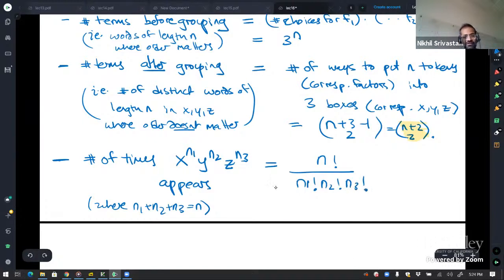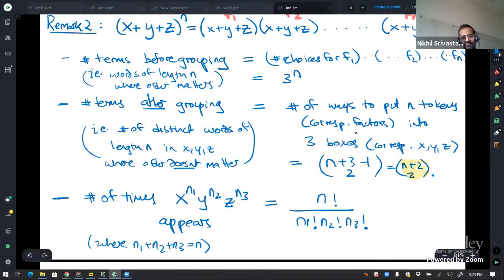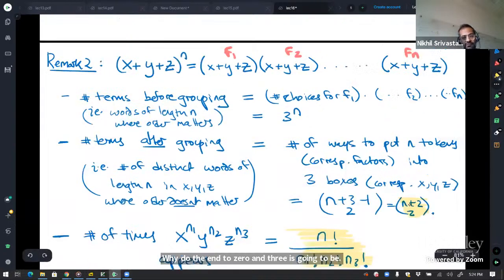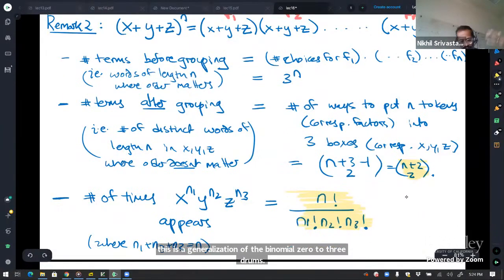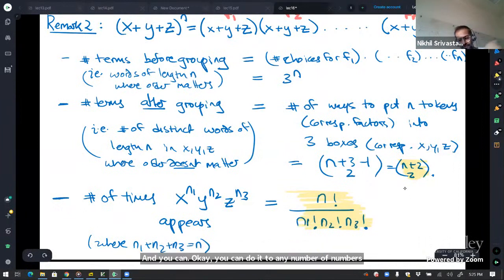Okay. So actually this question combines many of the counting techniques that we discussed. So finally the answer is this, right? If you expand this out, this is what the coefficient of x to the n1, y to the n2, z to the n3 is going to be. And this is the generalization of the binomial theorem to 3 terms. And you can do it to any number of terms, but this is the idea. So any comments about this?